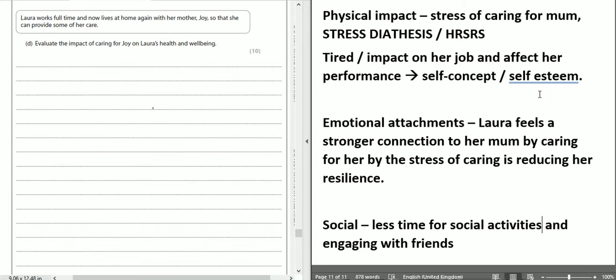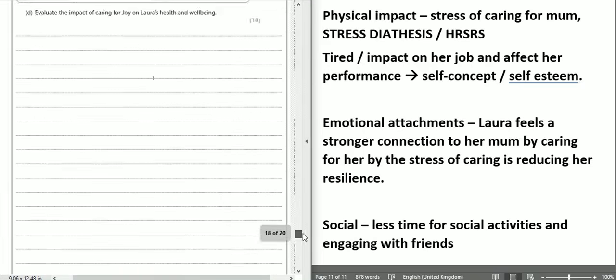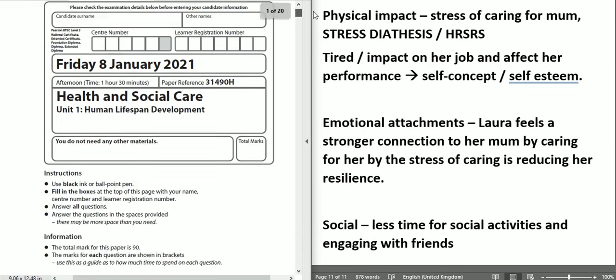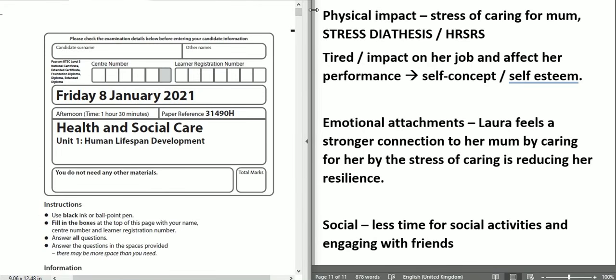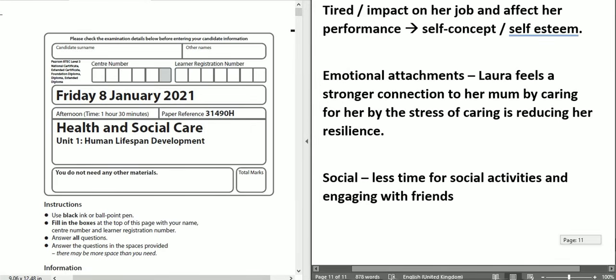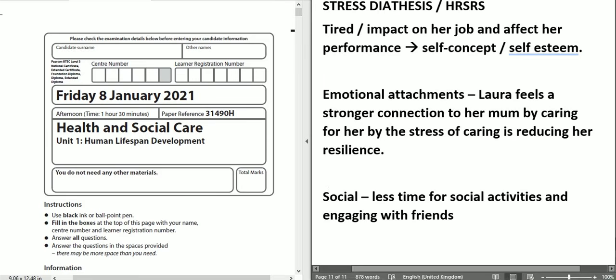So I've gone through the whole paper. So just to come back to that paper, that's the last question there. So that was the January 2021 paper. As I said, right at the very beginning, no mark scheme available. So these are ideas I had, how I might answer these questions, what I might try to include, but by no means are these the correct answer, the only answers.